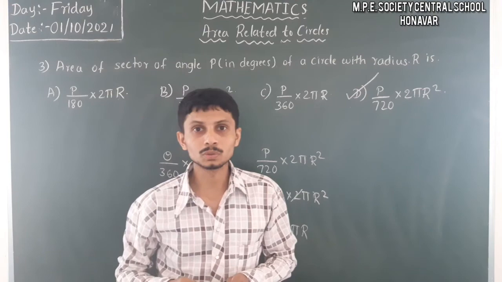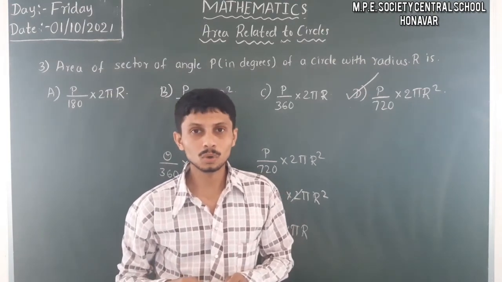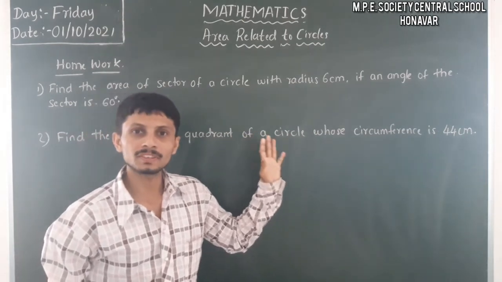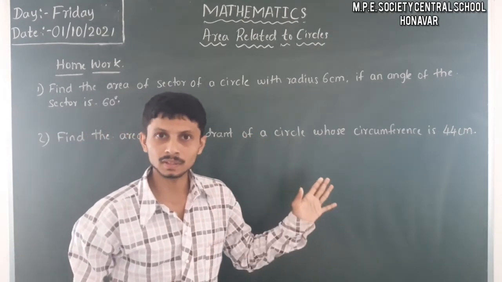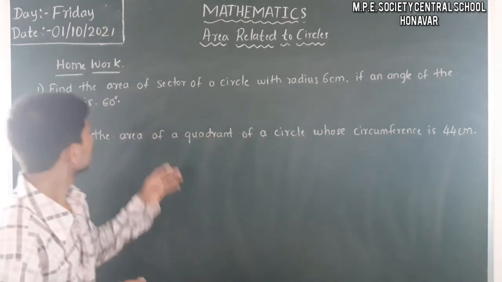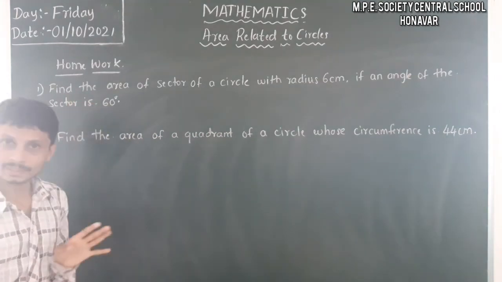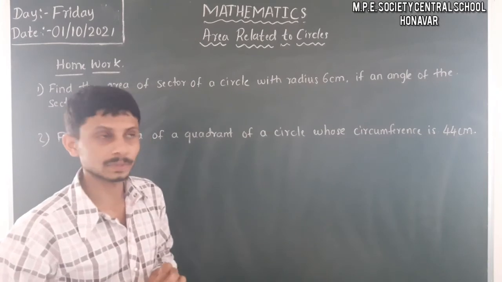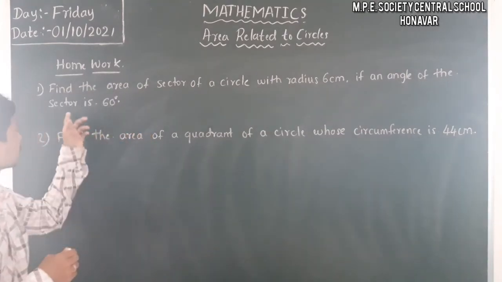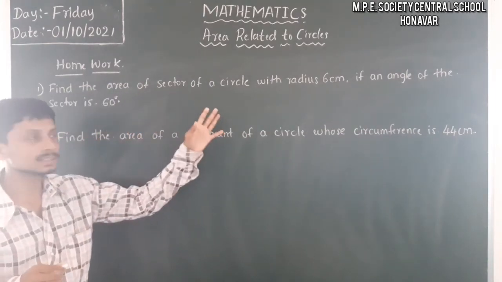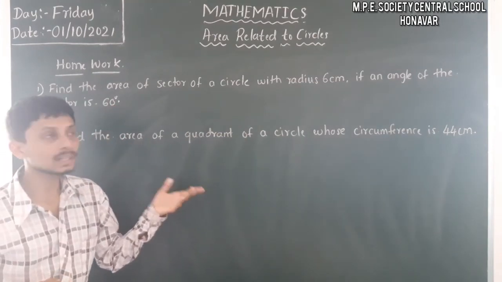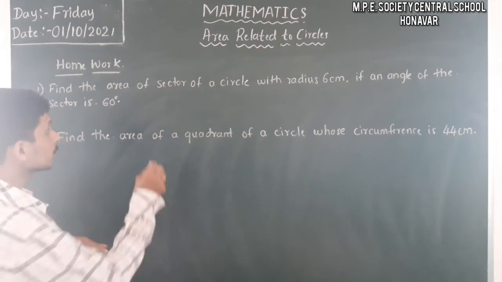So I hope you understood this. So let us have some homework: two problems on area of a sector of a circle of an angle. So here there are two homeworks. The first one is: find the area of a sector of a circle with radius 6 cm if the angle of the sector is 60 degrees. Here the radius and angle are given, so you can find it easily. And also find the corresponding major sector as well.